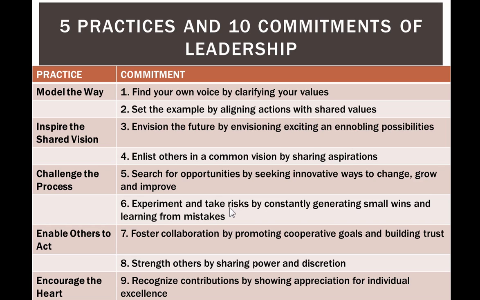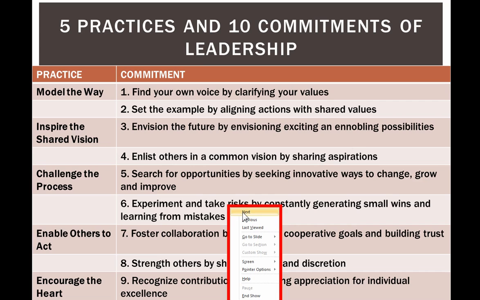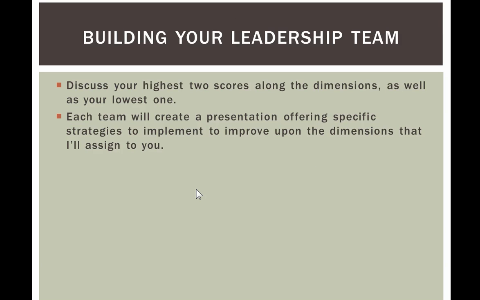What you're going to be doing in your leadership team is discussing your highest 2 scores along the dimensions based on the feedback that you're getting from the other person, as well as your lowest. So do you tend to be the highest on inspiring a shared vision and lowest on challenging the process? Where are you in that?